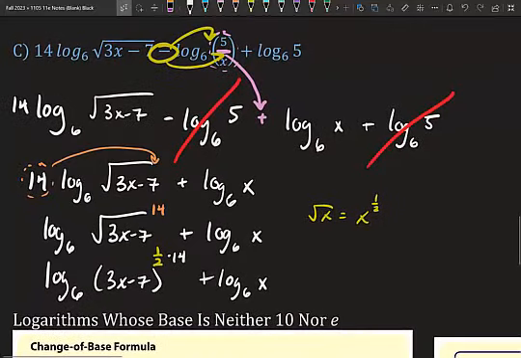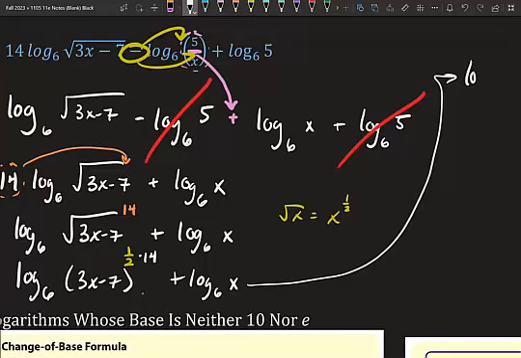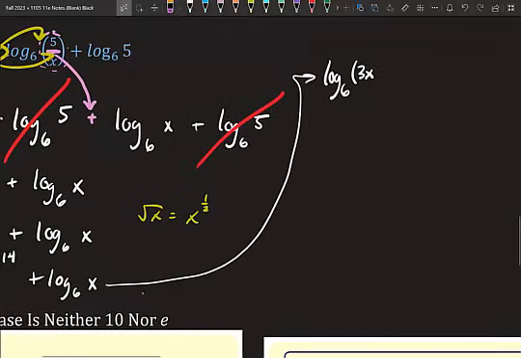We can simplify half of 14. So half of 14, we get 7. So we'll have log base 6 of (3x minus 7) to the 7th, all plus log base 6 of x.